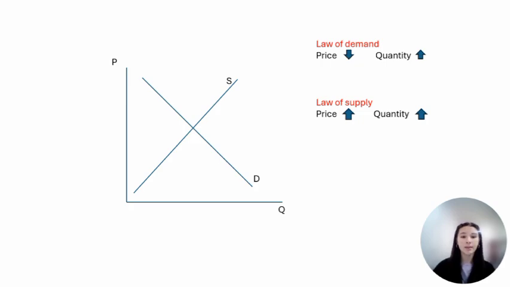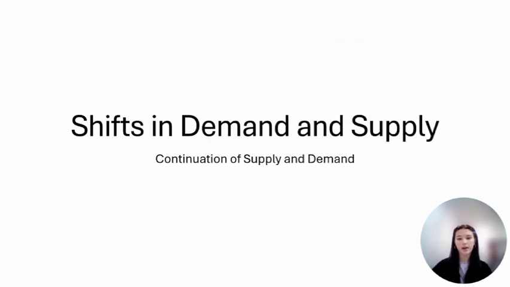When the supply and demand meet, we have an equilibrium point. At the equilibrium point, the quantity demanded and the quantity supplied are equal. Okay, let's continue with the shifts in demand and supply.